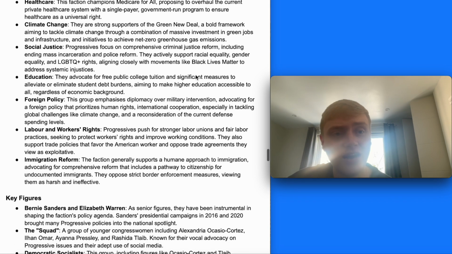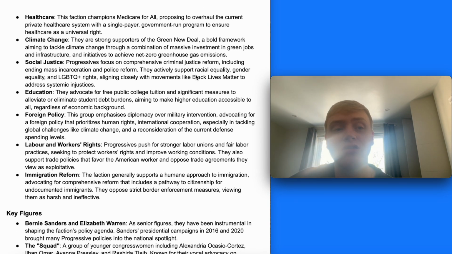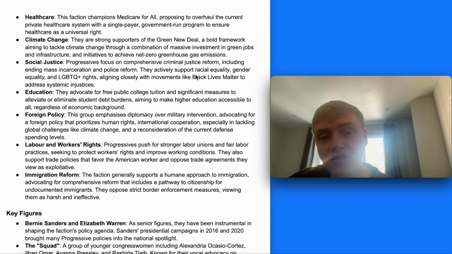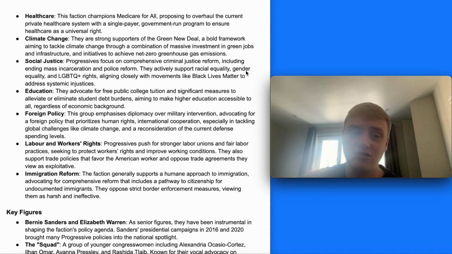In terms of climate change, as we mentioned beforehand, they're strong supporters of the Green New Deal, a bold framework aiming to tackle climate change through a combination of massive investment in green jobs and infrastructure and initiatives to achieve net zero greenhouse gas emissions. In social justice, they're strongly supportive of criminal justice reform, including ending mass incarceration and police reform, and actively support racial equality, gender equality, and LGBTQ+ rights, aligning closely with movements like the Black Lives Matter movement to address systemic injustices.